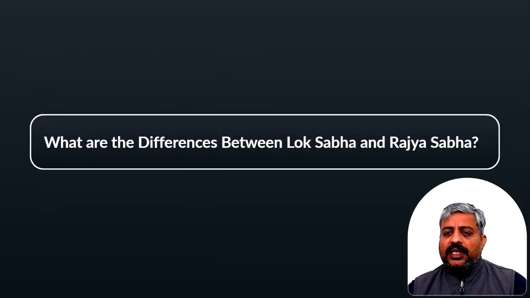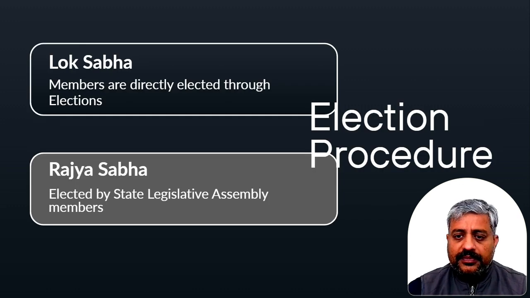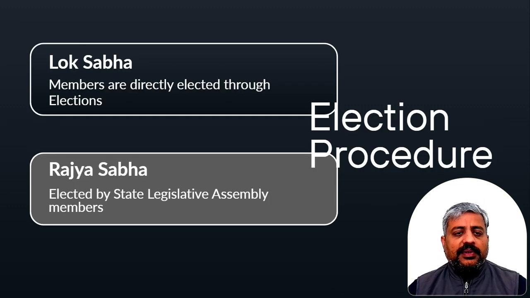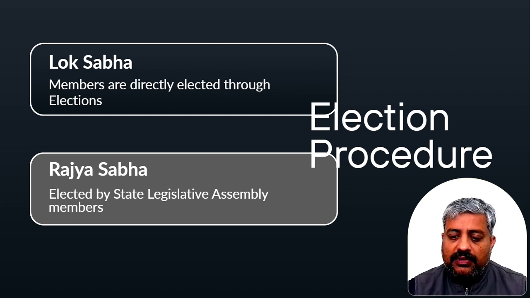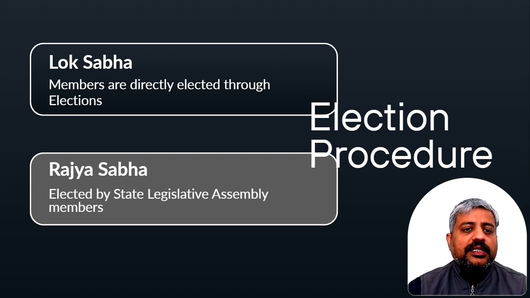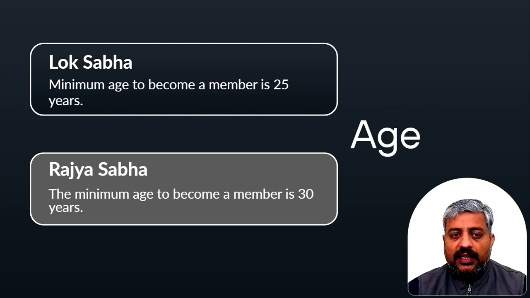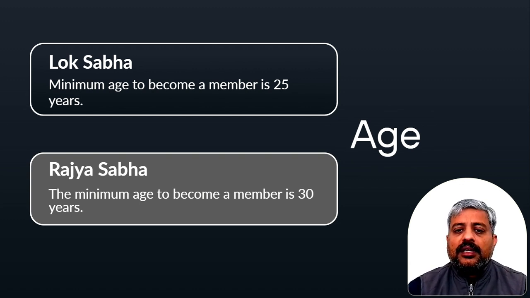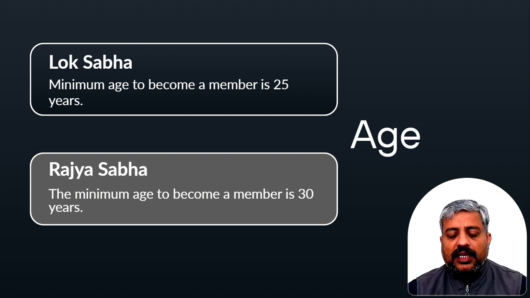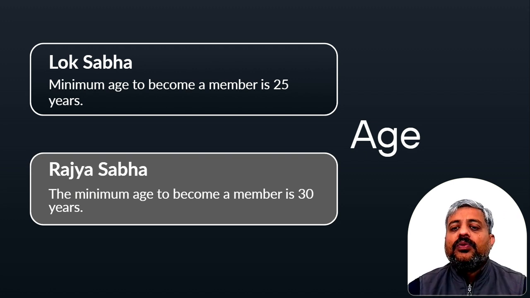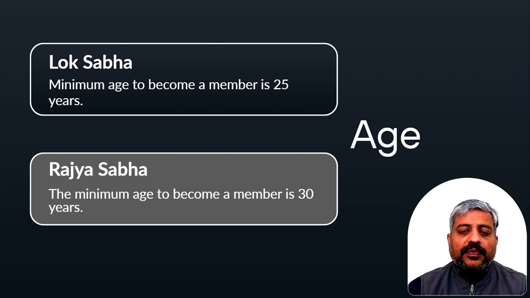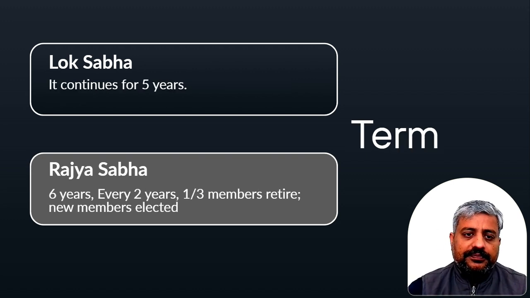The difference between the Lok Sabha and the Rajya Sabha. Election procedure: the Lok Sabha members are directly elected through the elections, while the Rajya Sabha members are elected by the state legislative assembly members. This is a basic difference, you should always remember this. The age criteria for the Lok Sabha is 25 years, and for the Rajya Sabha it is 30 years. Any person who wants to represent as a member should be of this minimum age.